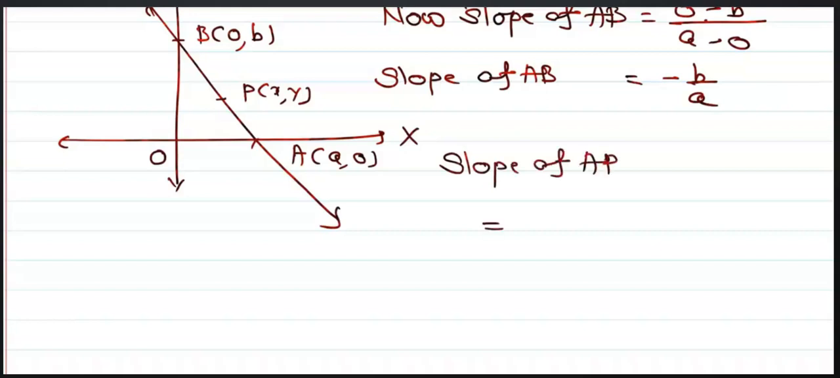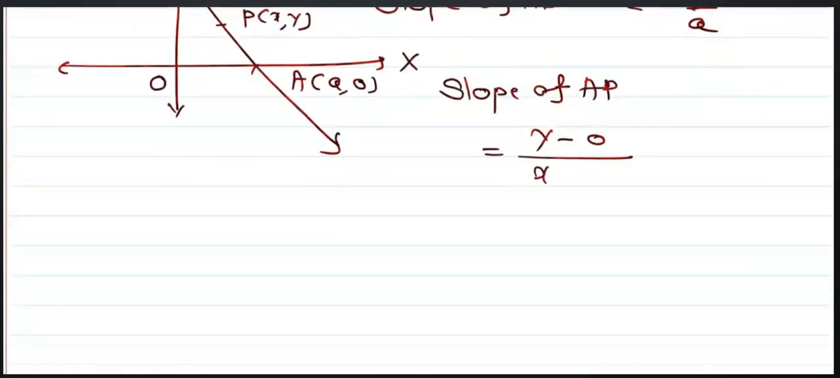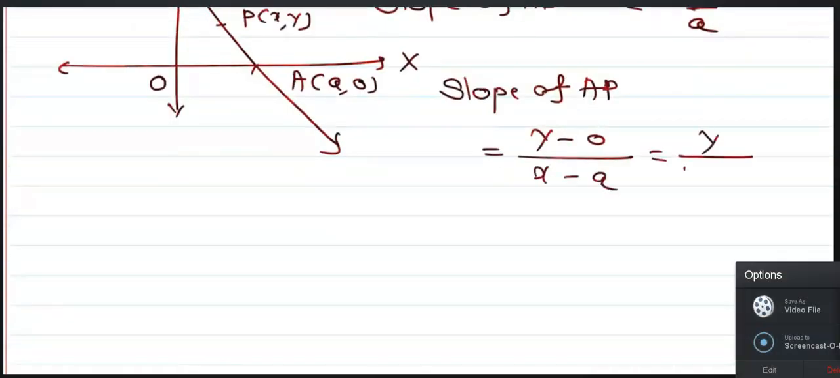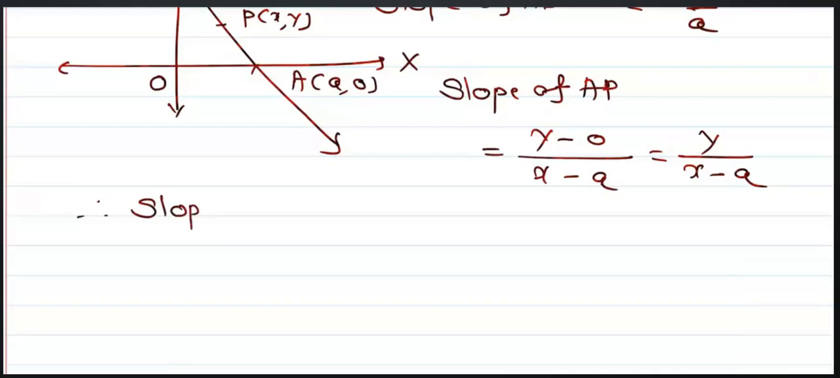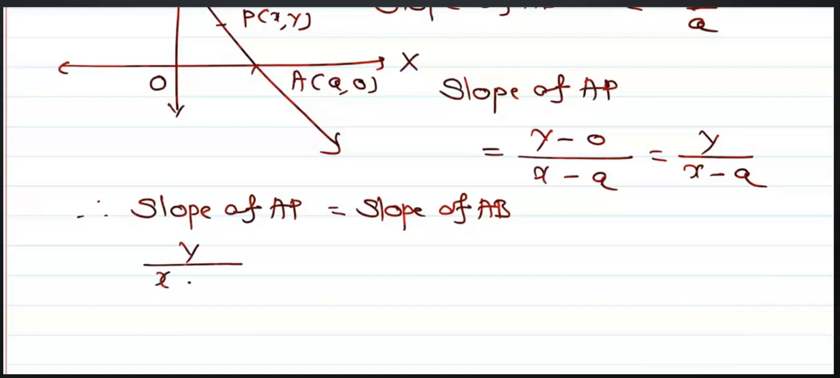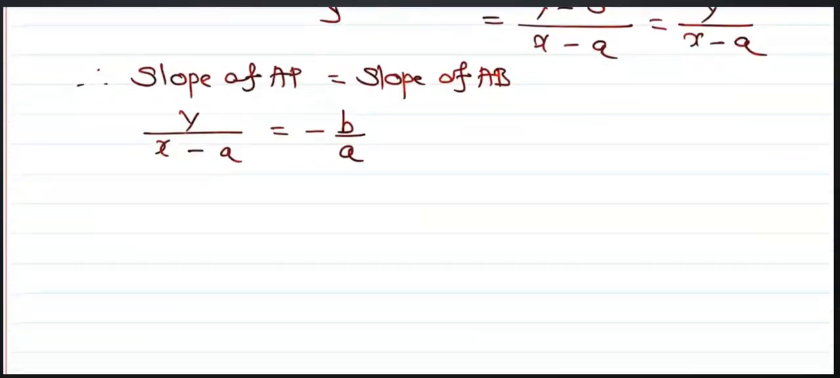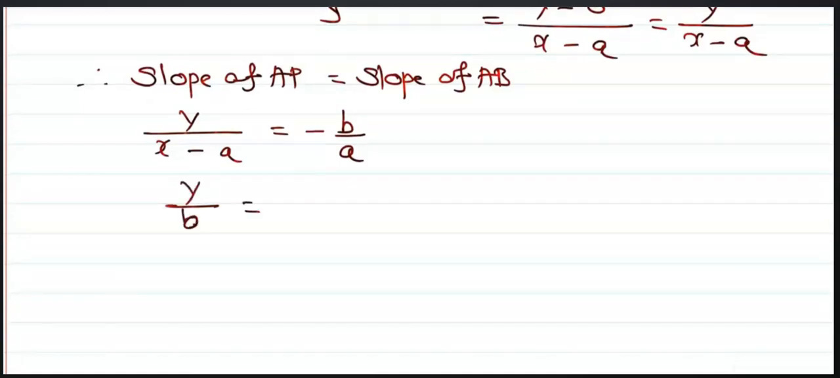Now the slope of AP, that is again we will find out, (y minus 0) upon (x minus A). That is y upon (x minus A). Again the points are collinear and therefore the slopes are equal. Therefore the slope of AP is equal to the slope of AB, and that's why y upon (x minus A) is equal to minus B upon A, and now we'll simplify this.